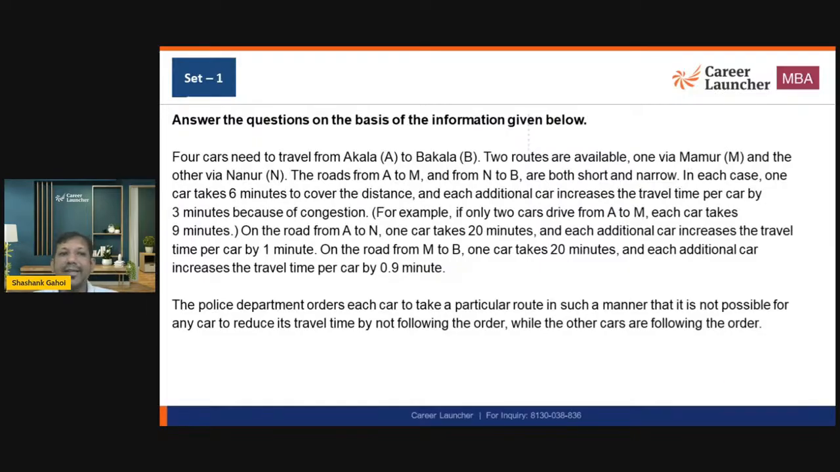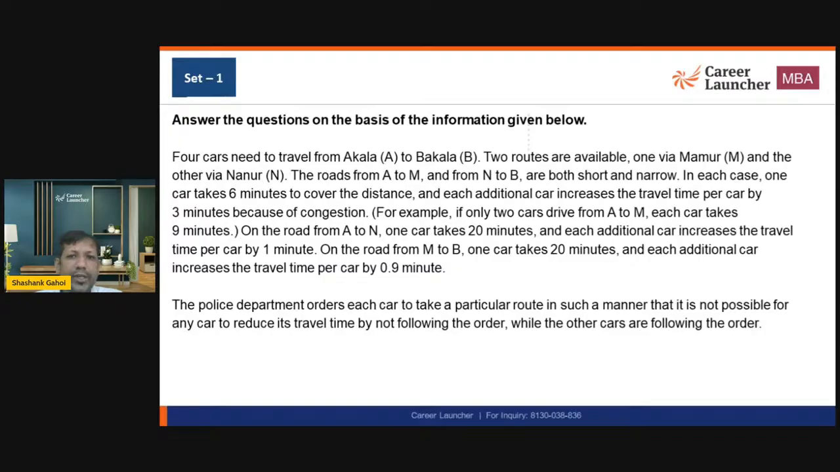Okay, so basically this says that there are 4 cars that need to travel from Akala to Bakala. There are 2 routes available, one via M, another via N. The roads from A to M and N to B are both short and narrow. Each car takes 6 minutes to cover the distance. Each additional car increases the travel time per car by 3 minutes because of congestion.